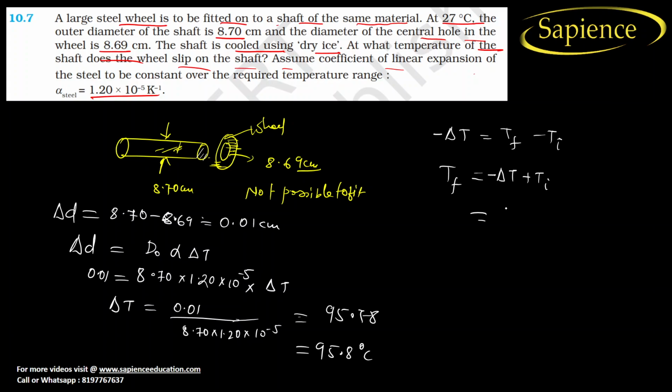So initial temperature was how much? Initial temperature was 27 degrees Celsius minus change in temperature. This is T initial minus change in temperature. So change in temperature is how much? We have got 95.8 degree Celsius. So when we calculate it, we are going to get the temperature as 69 degrees Celsius.